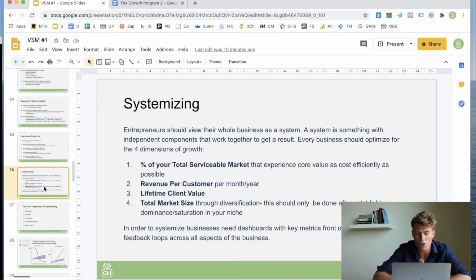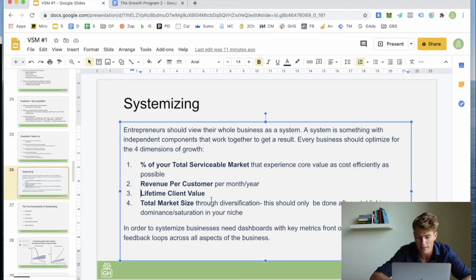So in terms of continual growth and the commercial aspects of things, we need to make sure that the highest percentage of our total serviceable market experiences the core value of our product as possible. So this is all about user acquisition. We need to acquire as many users as we can. We need to maximize the amount of revenue that we get off each customer each year through upselling, cross-selling, even downselling. We need to do all of that to get the most off our customer each year.